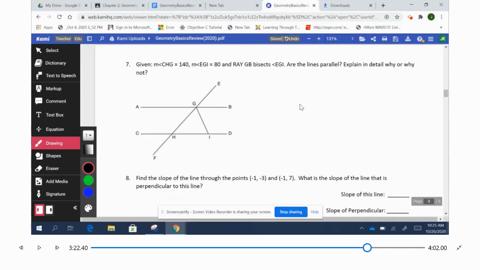Okay, that's it for the second page of the review packet.